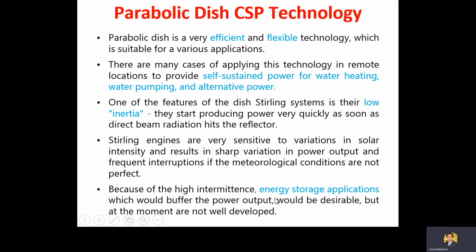Because of the high intermittence, what does this intermittence mean? Intermittence means variation. Because of the high variation, energy storage applications which would buffer the power output would be desirable, but at the moment are not well developed.